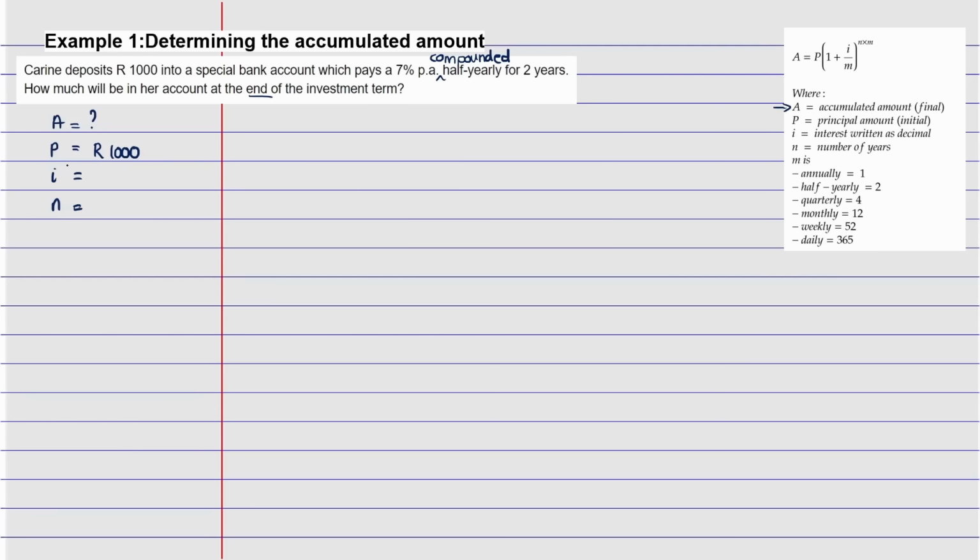Then I, the interest rate, is 7%, but it's compounded half yearly. So here, what do we need to know?